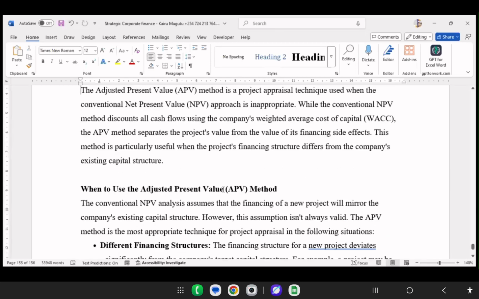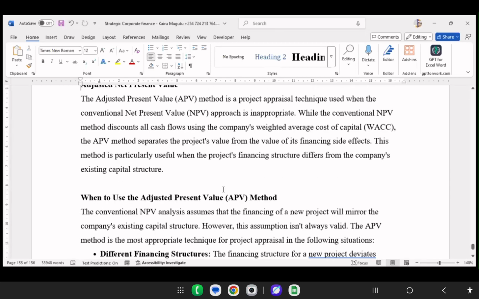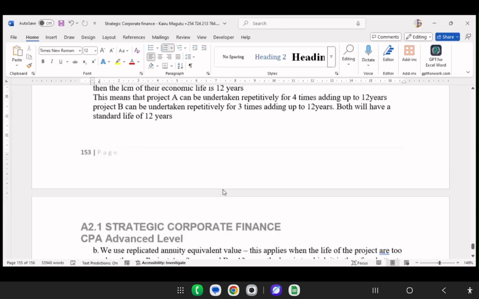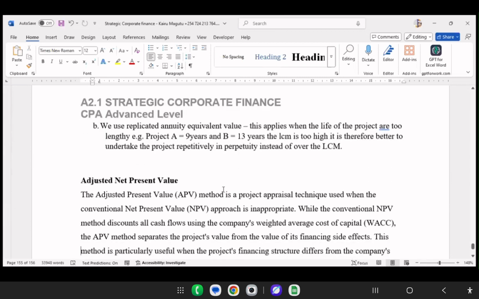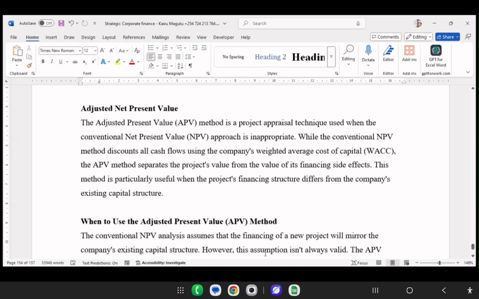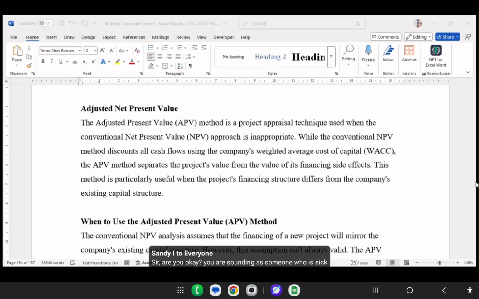Look at this. Adjusted NPV. Can you see my screen? Let me know. Can you see my screen? Let me know whether you can see my screen. The turnover is still low.